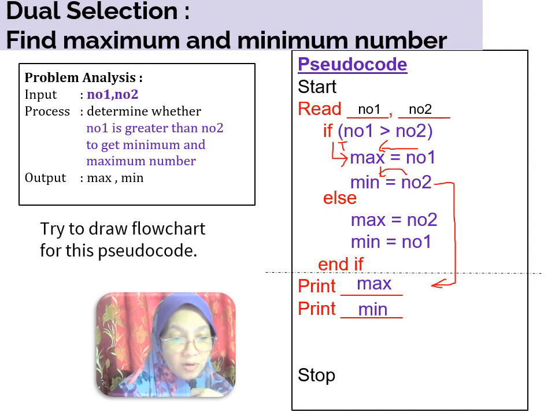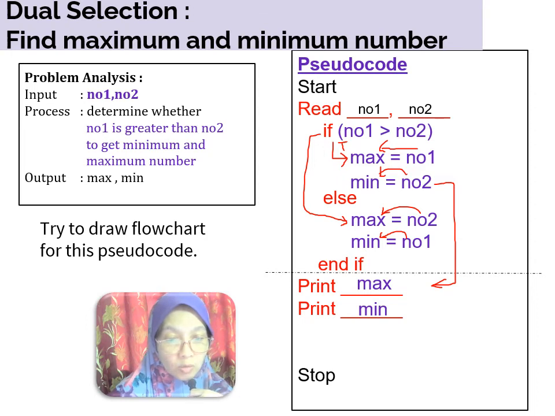Okay, how about false? If this case is false, it just goes to this statement. Number 2 is max, and then do the next instruction. Number 1 is assigned to min, and then what to do? After that, you must print max also, and then print min, and then end. Okay, can you draw the flowchart for this pseudocode? Try.